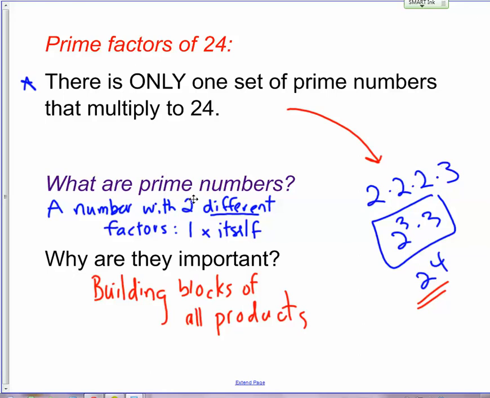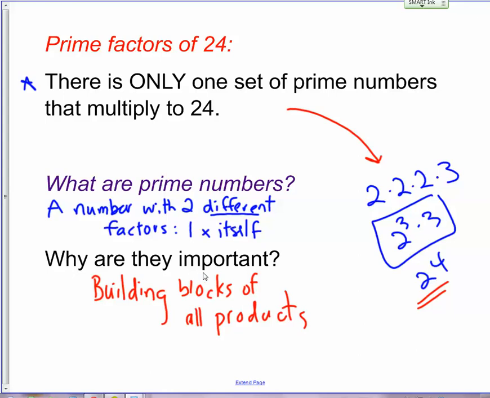So prime numbers are just numbers with two different factors, 1 and itself. But the itself cannot be 1. So they must have two different factors, which is why the number 1 is not a prime number. The smallest prime number is 2. The only way you can get a product of 2 is 1 times 2. 3 is the next prime number. 1 times 3 is 3.